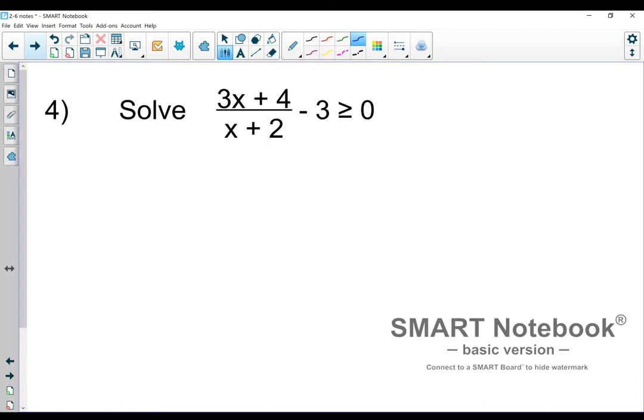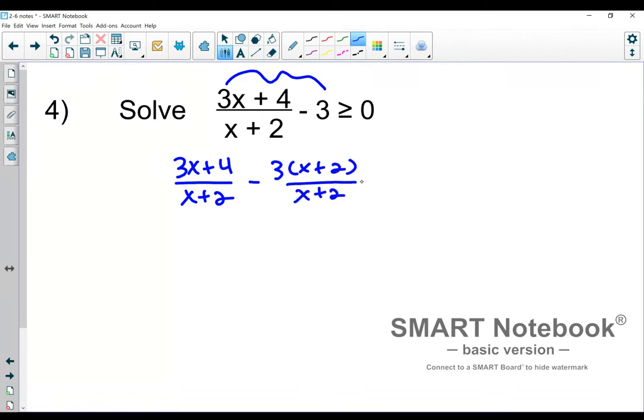So on 4, we're asked to solve. We're comparing a function to 0. I need this to just be one fraction. I know how to graph it when it's one fraction. So I need to put these together. That means I'm going to have to get a like denominator. So I'm going to keep the 3x plus 4 divided by x plus 2. And the 3 I will multiply top and bottom by x plus 2.